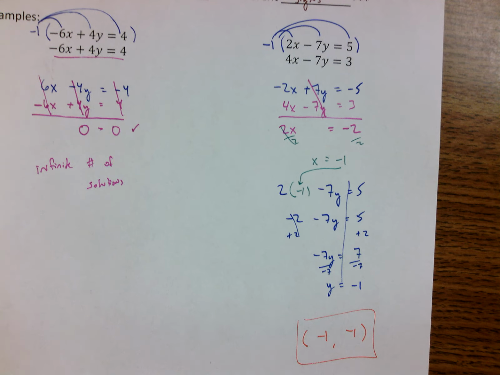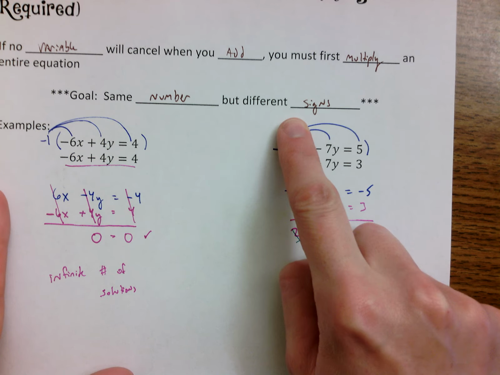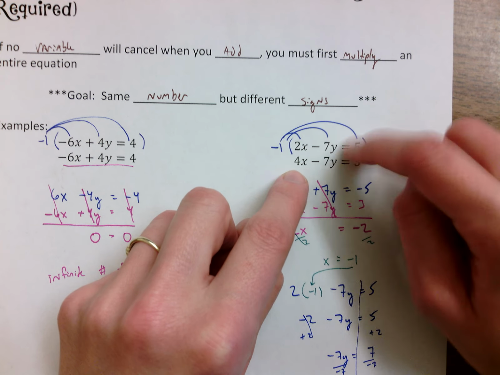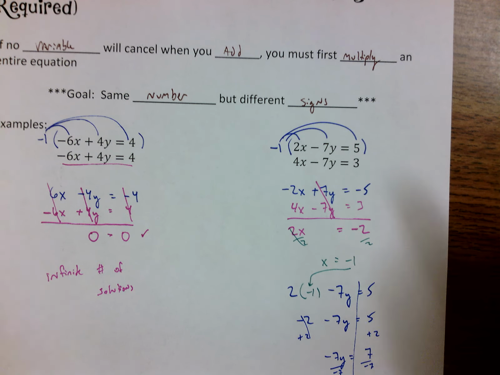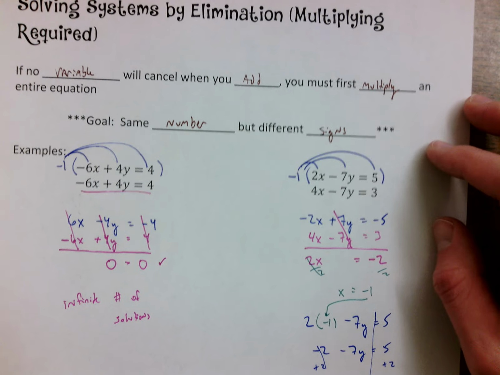So again, the thing that you're looking for is they have to have the same number but different signs. That's how we knew with this guy that I wasn't going to go for the x's. I was shooting for the y's because those had the same number, and then I just had to make them be the opposite signs. And that is how you solve by elimination.